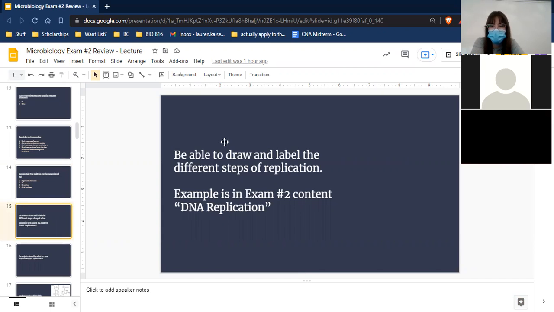This is one of those slides that I went over in the lecture. But you do need to be able to draw and label the different steps of replication as well. The example is on the exam 2 content, so you'll be able to see exactly what you are expected to know. I won't do it right now unless you really want me to, but the drawing is up on Canvas. If you have any specific questions about that drawing, you can text me on Remind, and I'll answer that tonight and tomorrow.